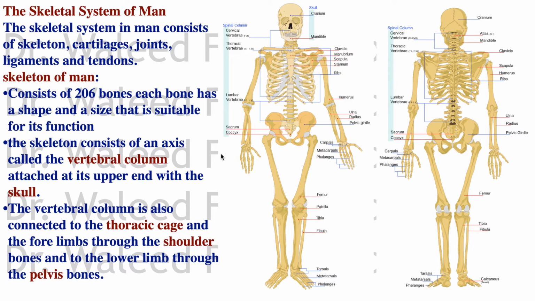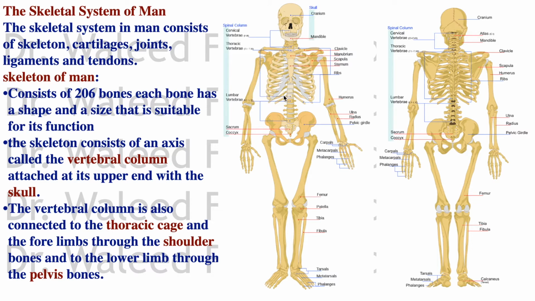The skeletal system of man, as you can see here, consists of the skeleton itself, the bones, the articulations between the bones, meaning the joints, and the cartilages on the bones, the ligaments that connect the bones in the articulations, and tendons. So the skeleton, the cartilages, the joints, the ligaments, and tendons.